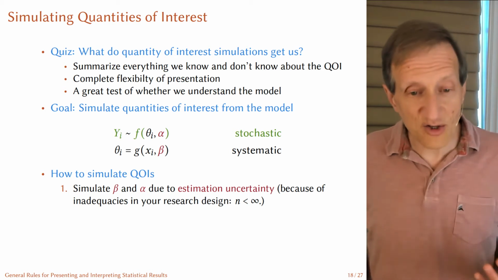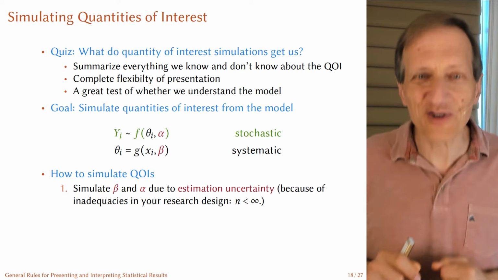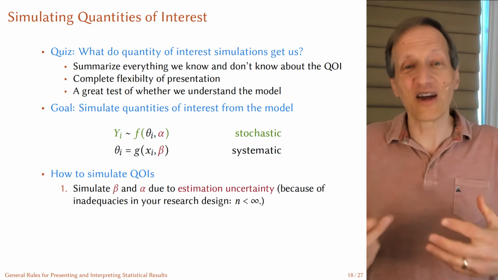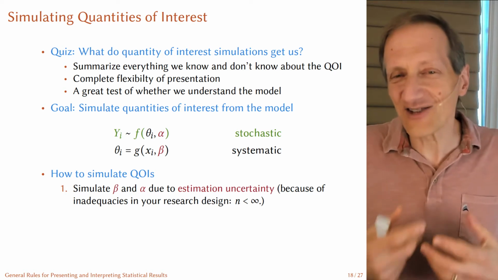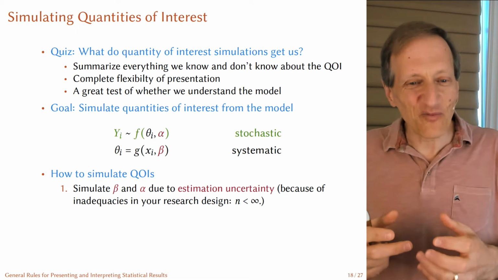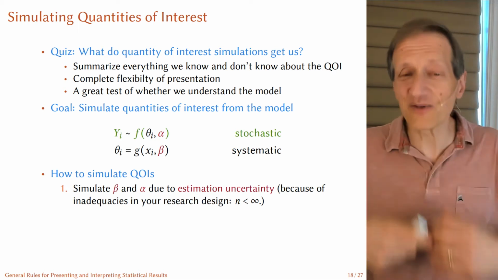We have estimation uncertainty because, I like to say, because of your inadequacies, because of our inadequacies, right? Because of our research design. We didn't have all the resources to collect all the data in the universe. And because of that, when we're estimating alpha and beta, there will be some uncertainty left, and it's our responsibility to reflect that.